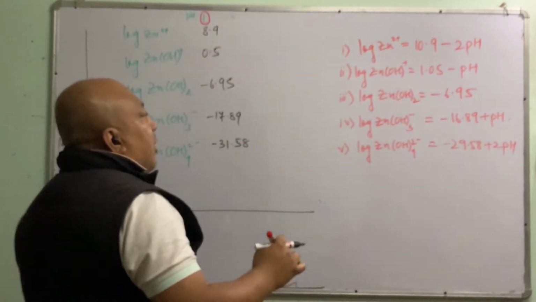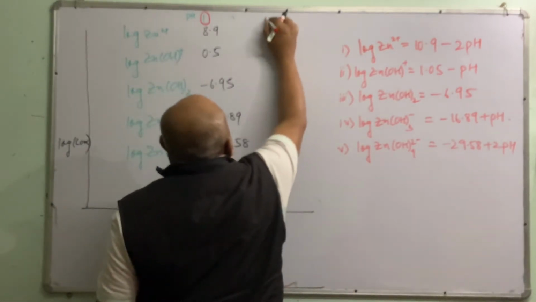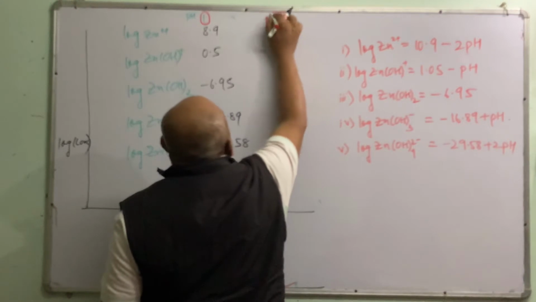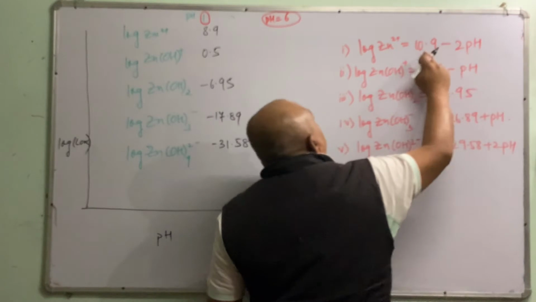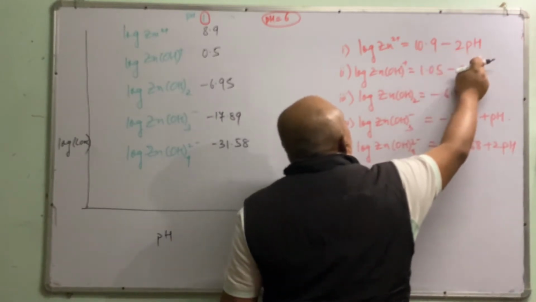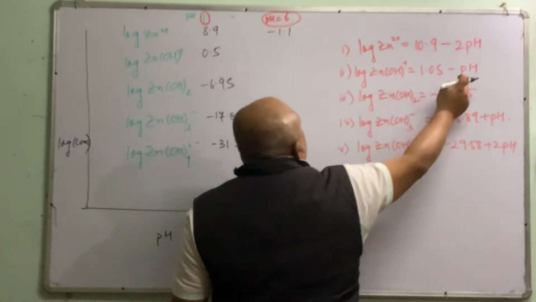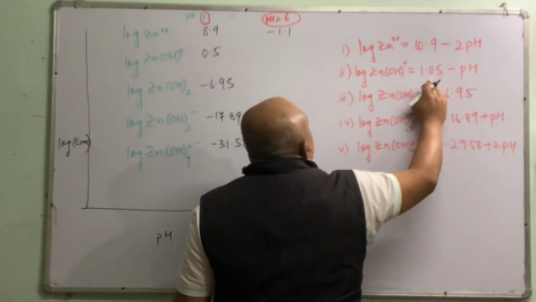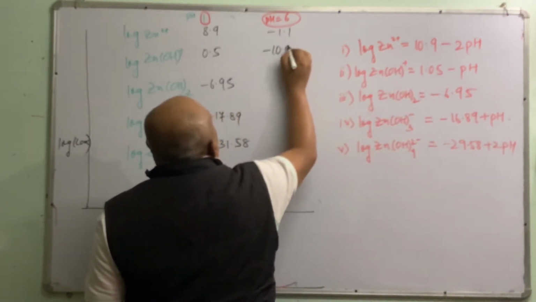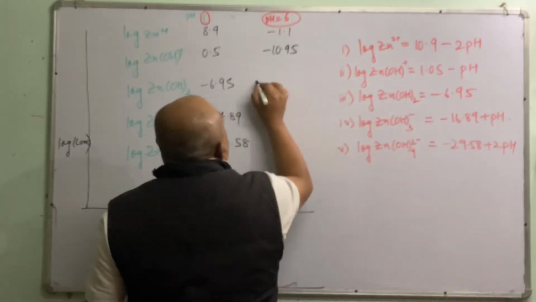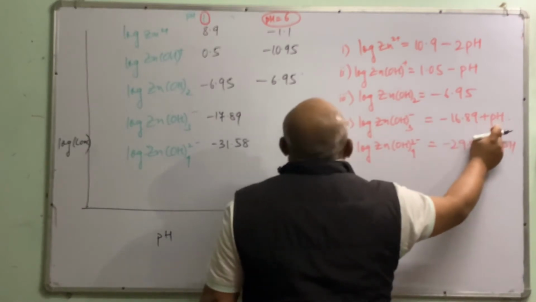So that way, let me take a shortcut. If I keep on doing it, it will take a very long time. Say for example, at pH equal to 6, I'm just giving one example. 2 times 6 is 12, 10.9 minus 12, it will be minus 1.1. For the next one, if this is 6, it will be 1 minus 6, minus 5.05.